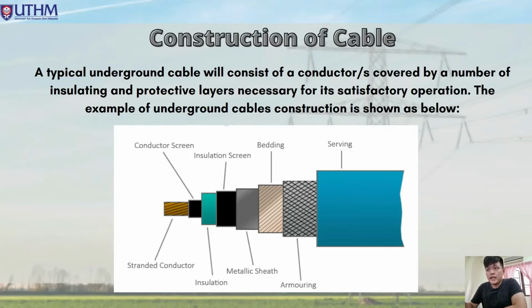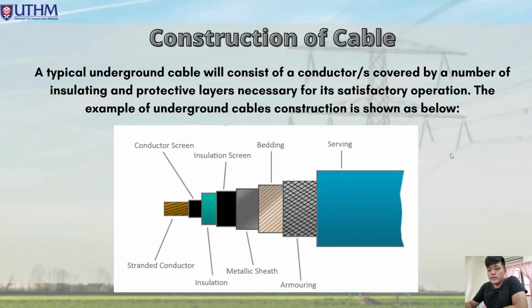Hi, my name is Coming Ray, and I will be presenting about the subtitle 3, Construction of Cable. So, a typical underground cable will consist of conductors covered by a number of insulating and protective layers necessary for its satisfactory operation. The example of the underground cable construction is shown as below.